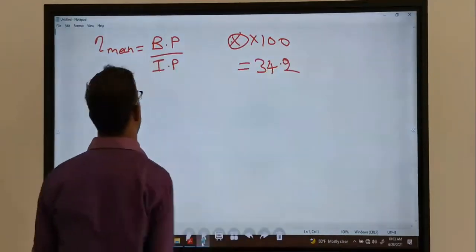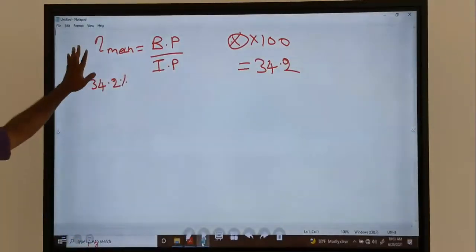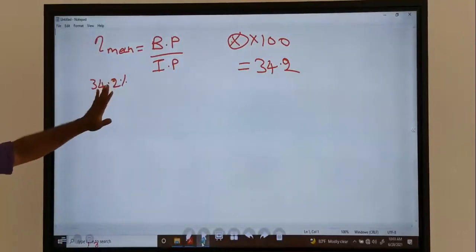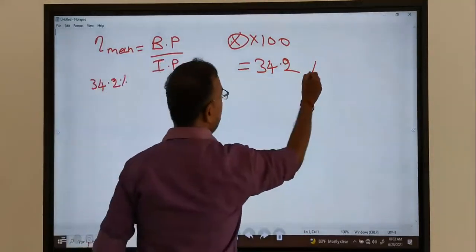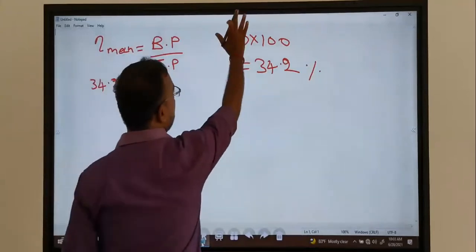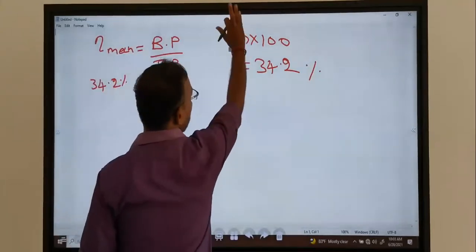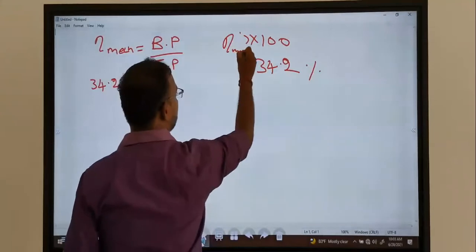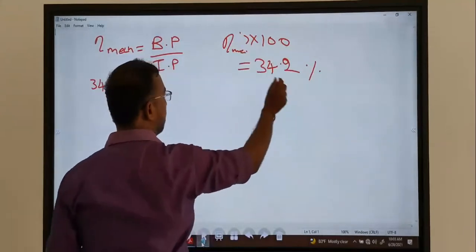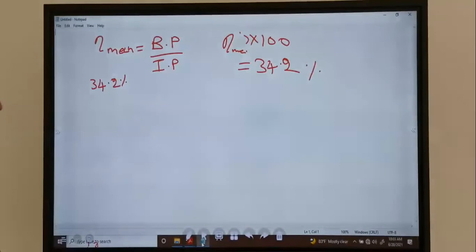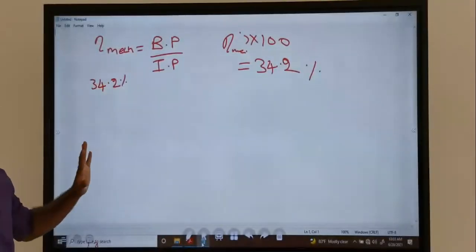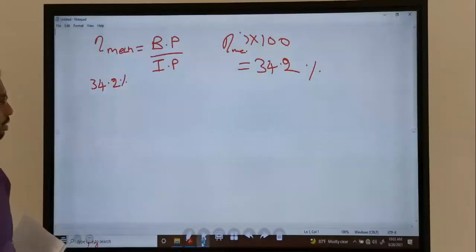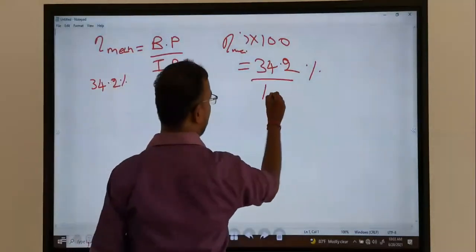So here the efficiency was not given as a decimal; it is given as a percentage. That means the mechanical efficiency is multiplied by 100 to give the percentage. So for 34.2 percent, we have to divide it by 100 when we use it in the equation.